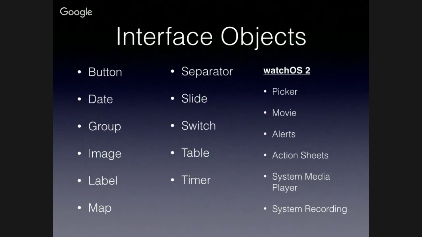So here's a list of the interface objects available in the WatchKit framework. The nice thing about this list is the right side here. Those are new and available only in watchOS 2. We now have a picker. You can scroll and select an option from several options that you show to the user using the scroll wheel on the right of your watch. You can now embed movies in your application. You can show alerts and action sheets. You can use the system media player, and you can record audio, which is really, really nice.